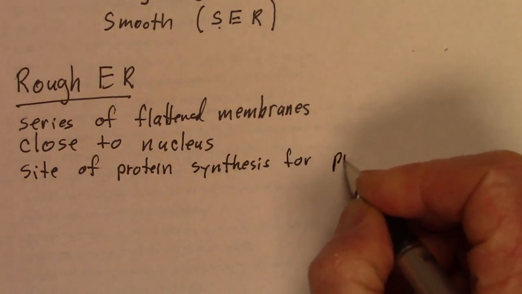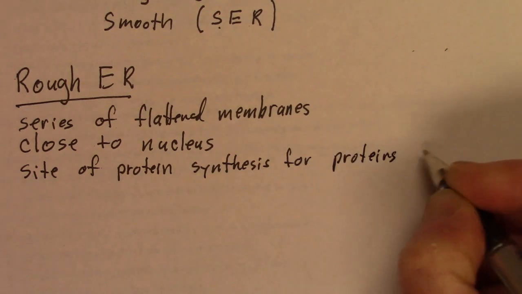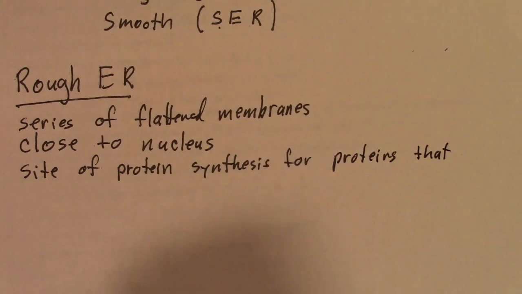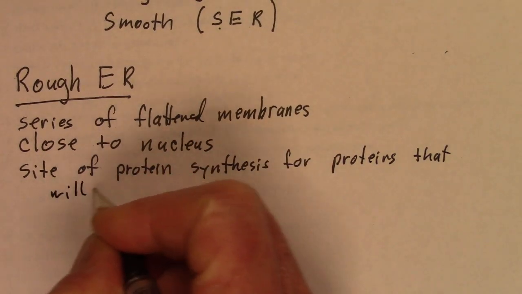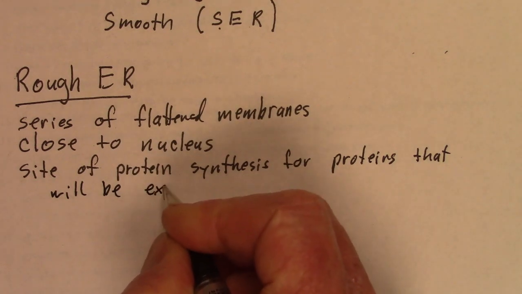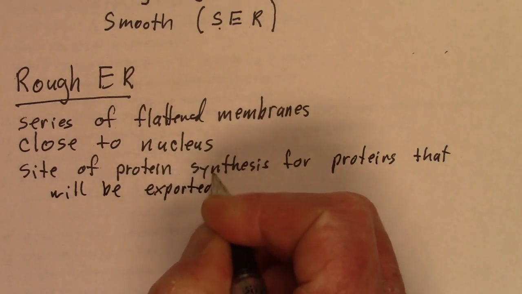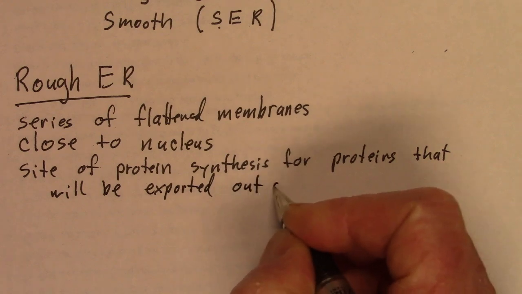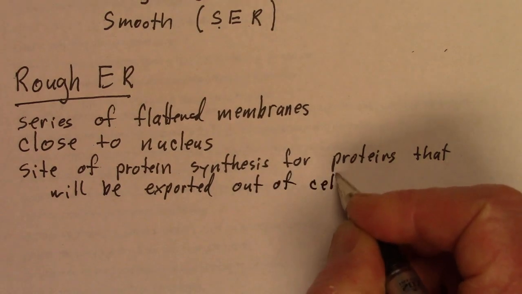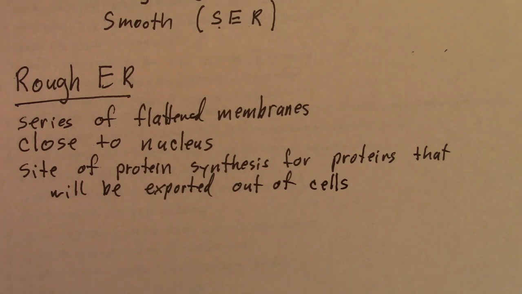for proteins that will be exported out of the cell. And then they would go into the blood or into these other extracellular fluids. All proteins are made in cells. All proteins are made with ribosomes, and those that are going to be moved out of the cell are synthesized in the rough ER.